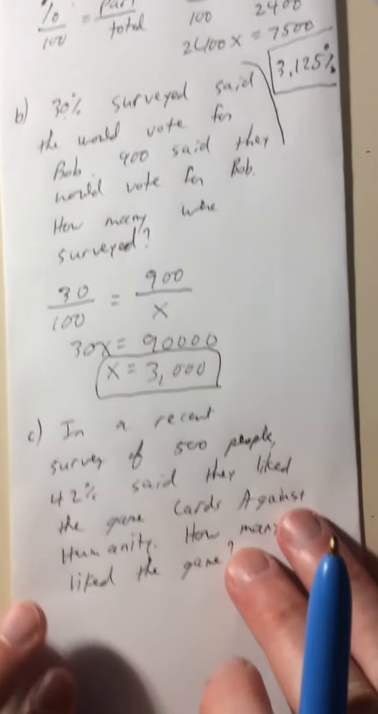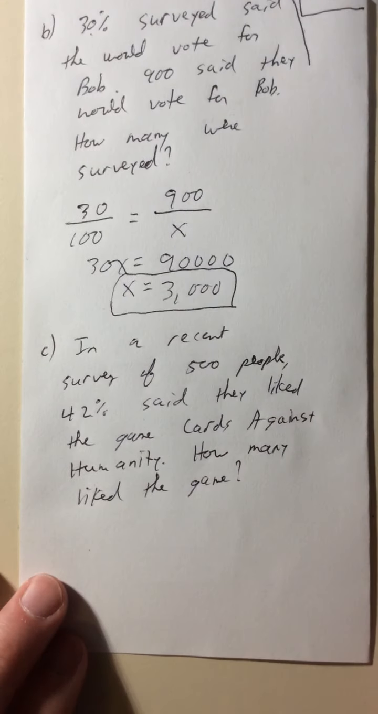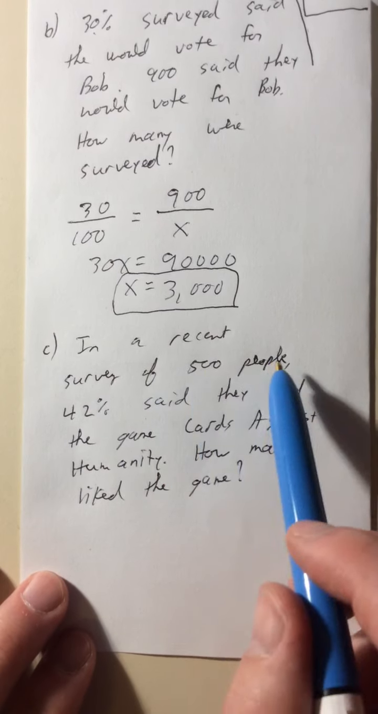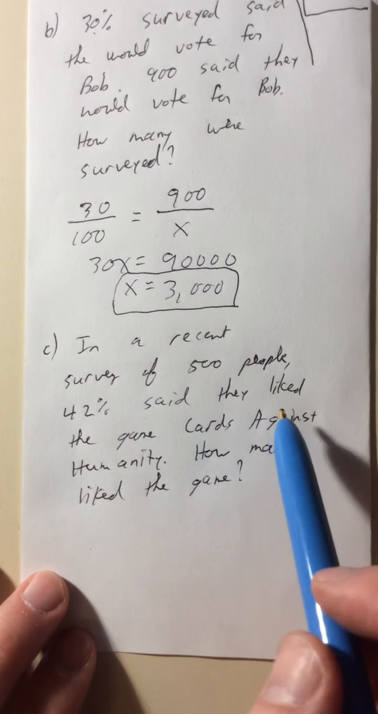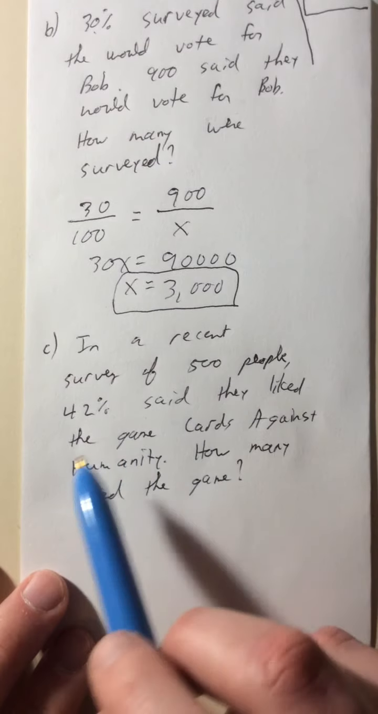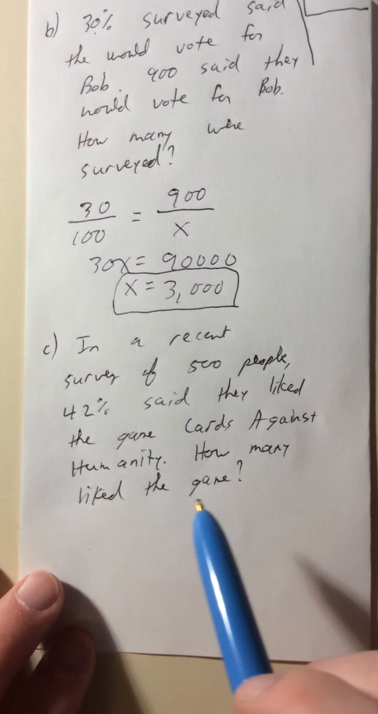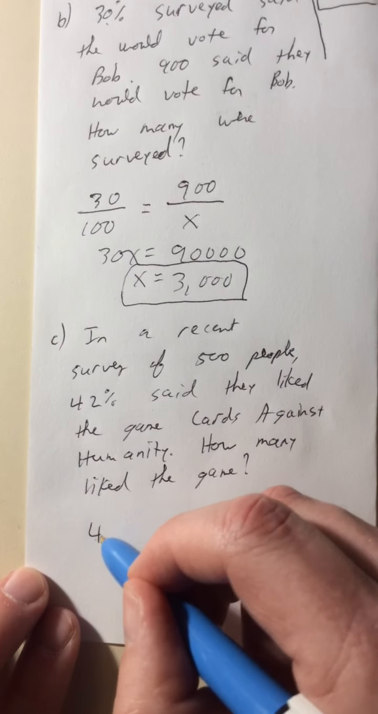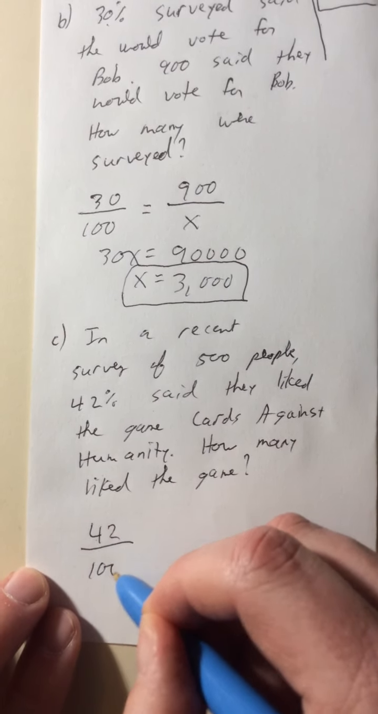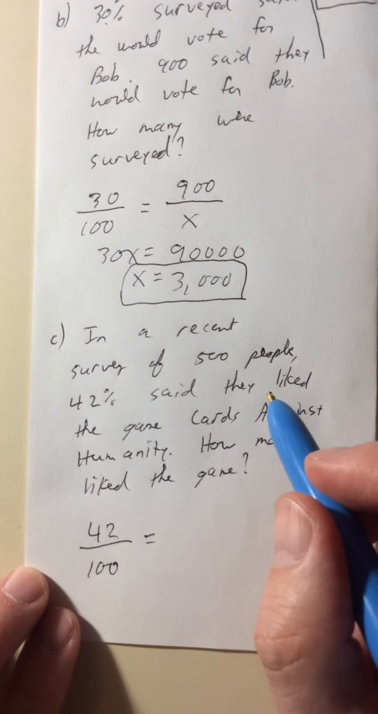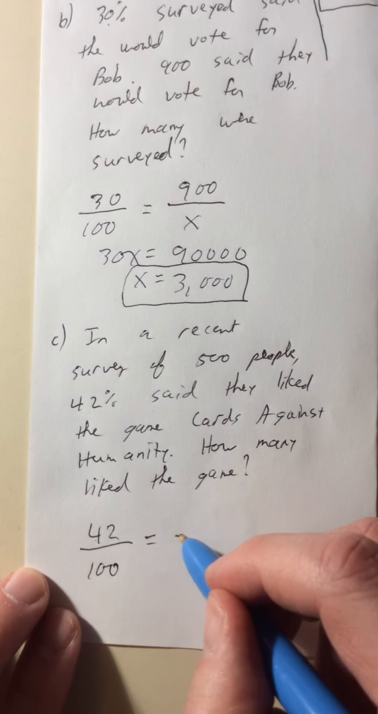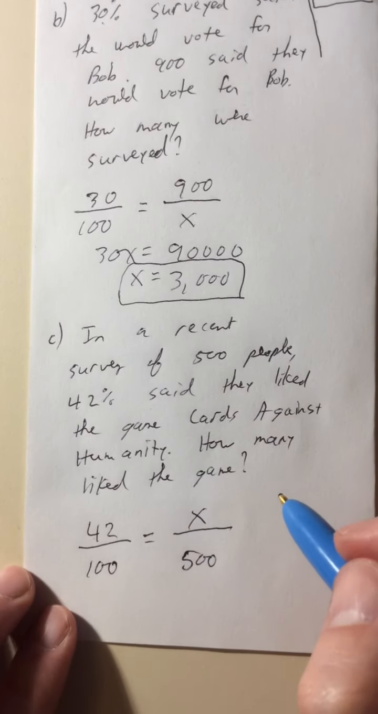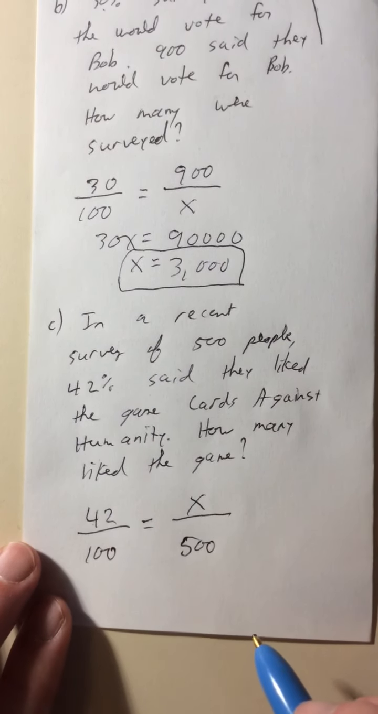Okay, last problem, and then we're all done. Long video, sorry. In a recent survey of 500 people, total 500 people, 42% said they liked the game Cards Against Humanity. How many liked the game? It's the same setup, right? So 42% over 100 equals, survey of 500 people. How many liked the game? I don't know. Let's cross multiply and find out.